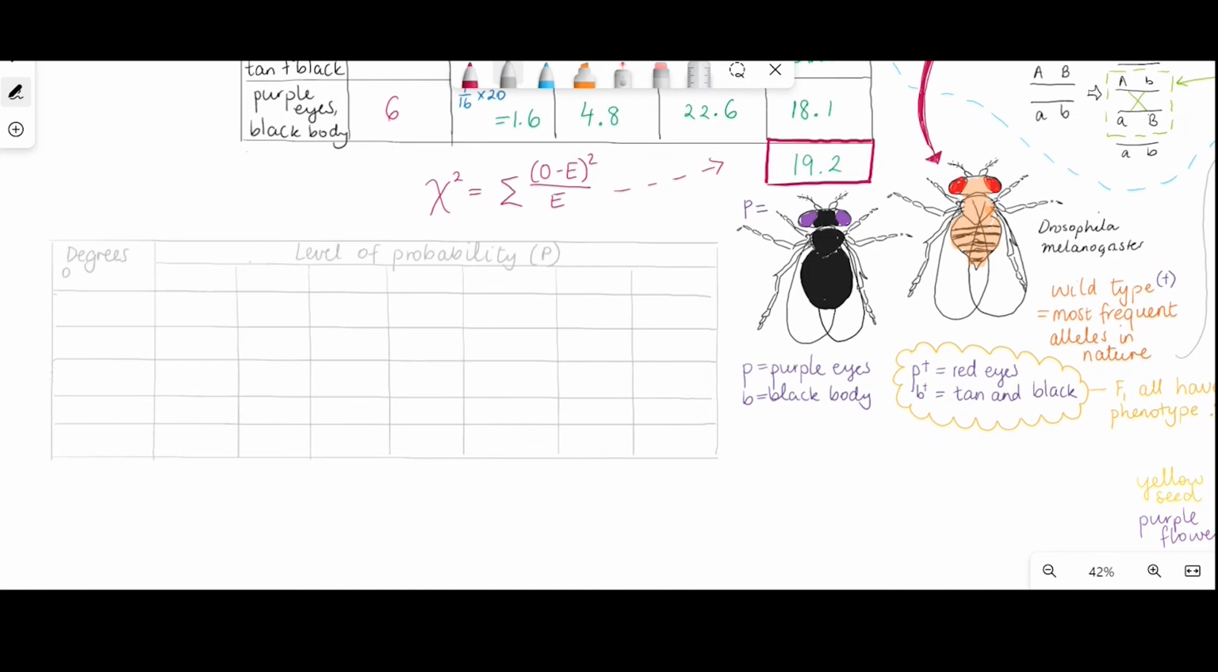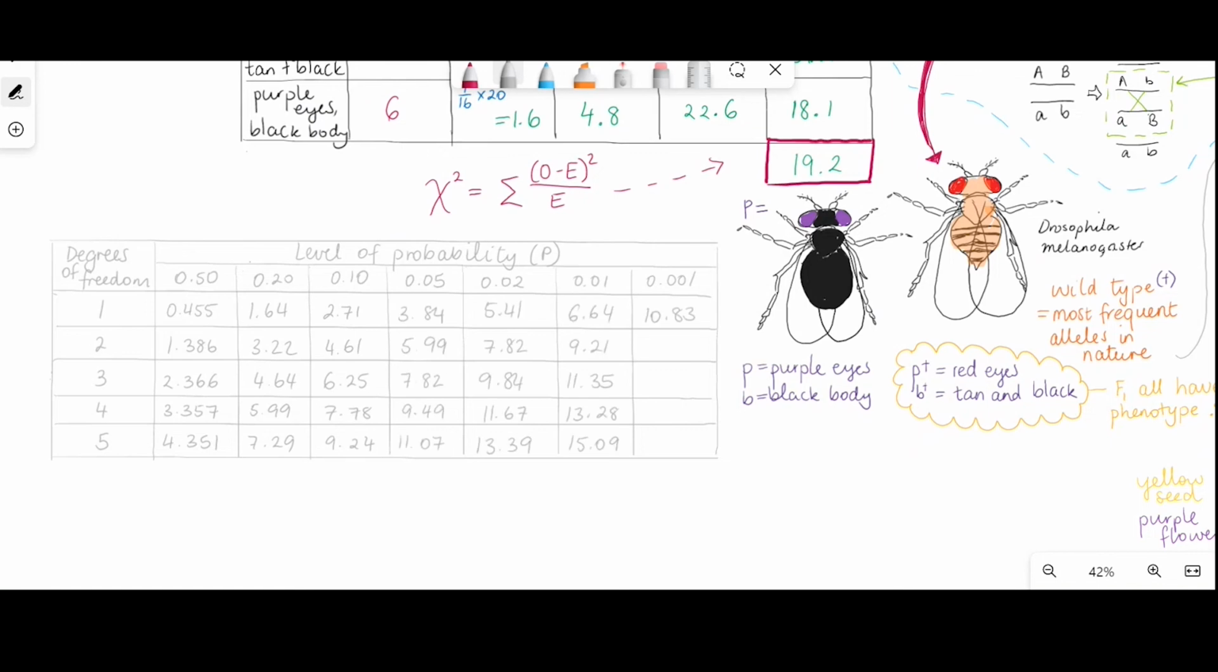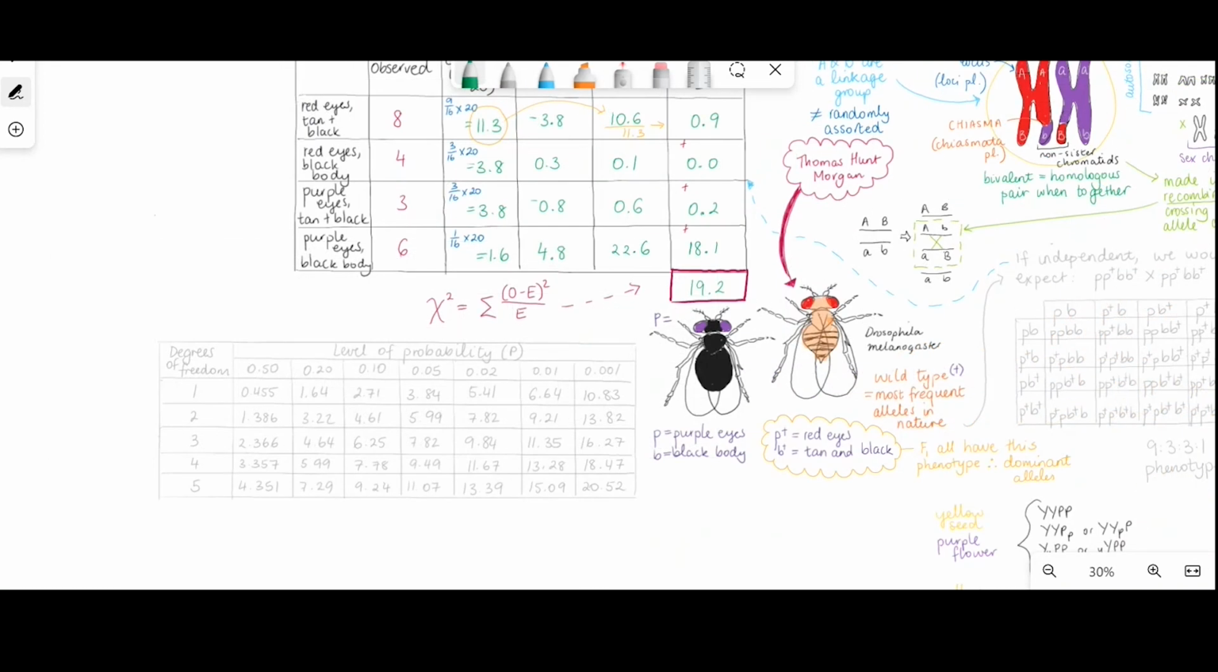So we have to consult a chart of values. Definitely not something you need to memorize or ever write out. That would be a waste of time, but you can look it up, or you will be given it in a question, and you can then find out if your chi-squared value is above or below a critical value from this table. So let's have a look at which part you might use.